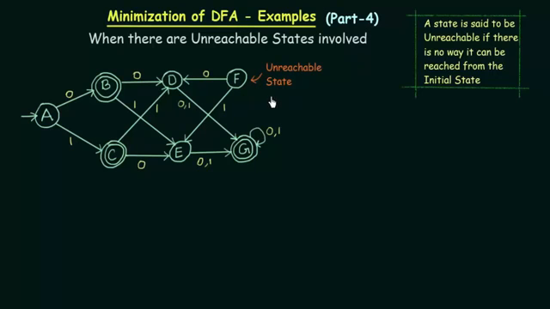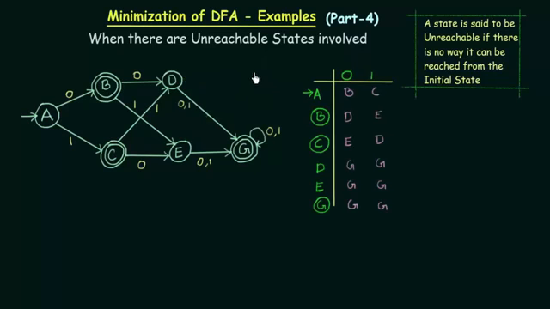Now let us see how we can minimize a DFA when there are unreachable states involved. The procedure is very simple. Whenever you have an unreachable state in your DFA and you need to minimize it, the first thing you have to do is just remove that unreachable state from your DFA and then proceed as you normally would do. So here in this DFA, let me remove this unreachable state F and draw the transition table for this DFA without the unreachable state F.